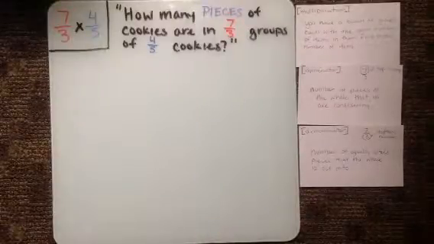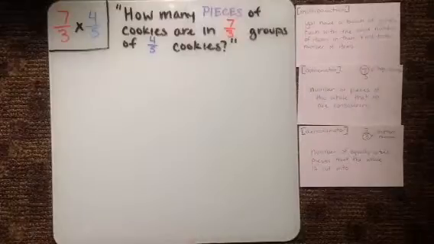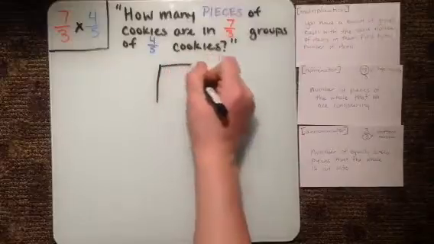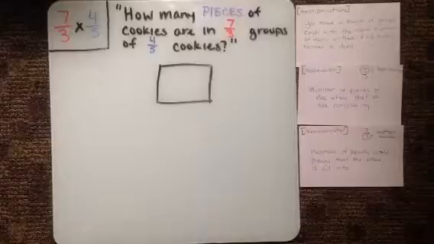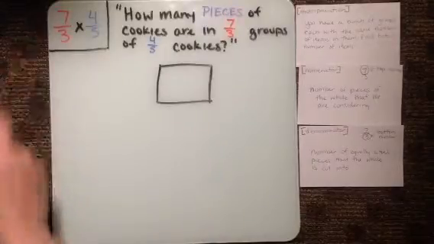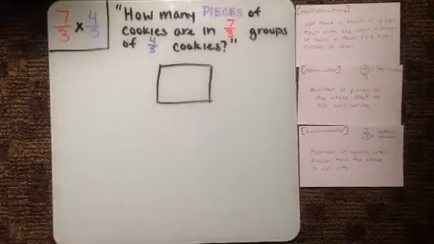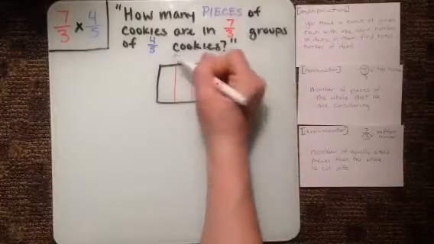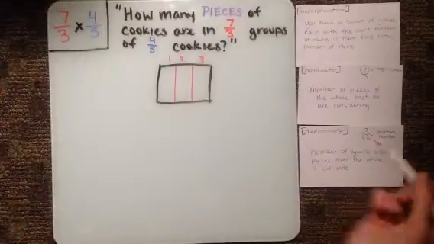So, in order to find out how many pieces are in 7/3 groups of 4/5 cookies, we'll need to draw a picture. So first, we'll draw a box. This box will represent our whole. For 7/3, the denominator states that our whole has 3 parts. So we'll split this into 3 parts, like such.